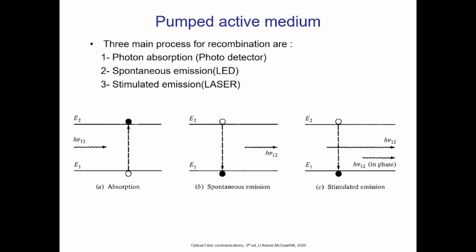This is regarding the processes involved in radiative electron hole recombination, that is photon absorption, photon emission and stimulated emission. Photon absorption is for the photodetectors, emission will be either spontaneous emission, which is regarded for the LEDs, and stimulated emission basically for the lasers. This is the basic principle behind the laser sources.